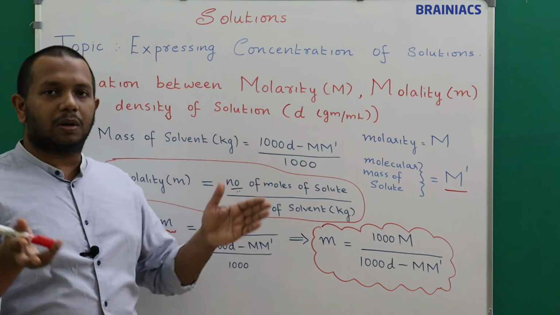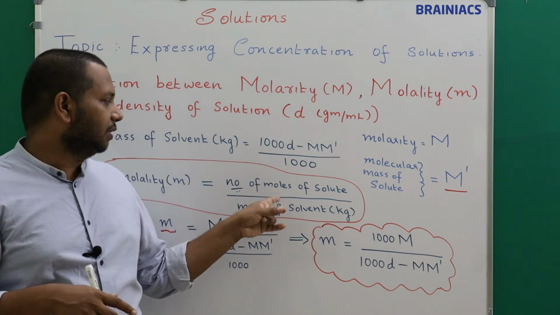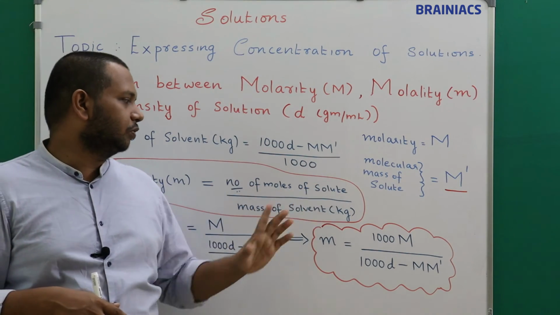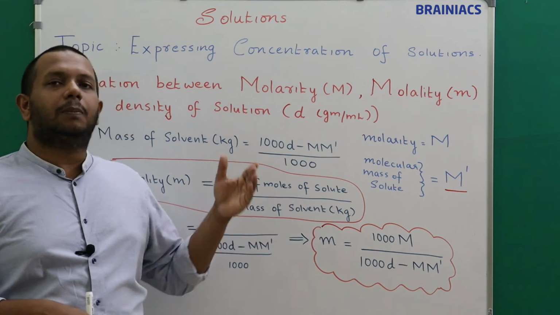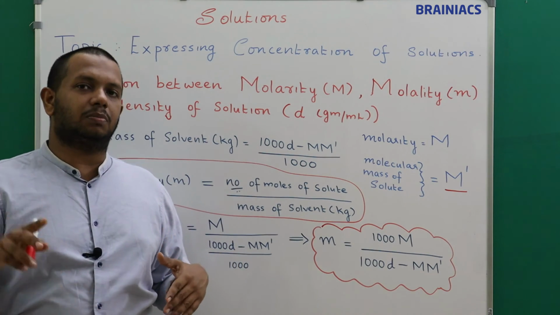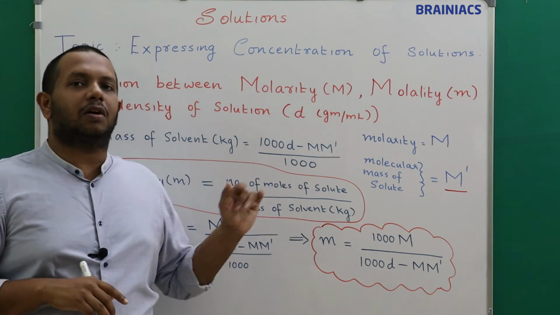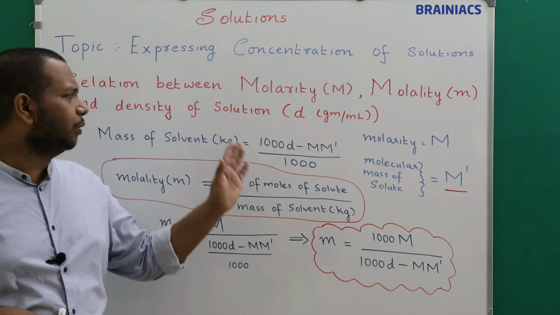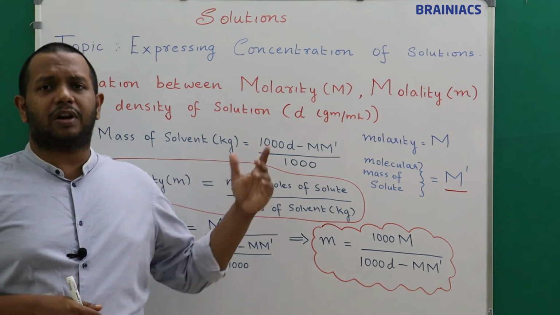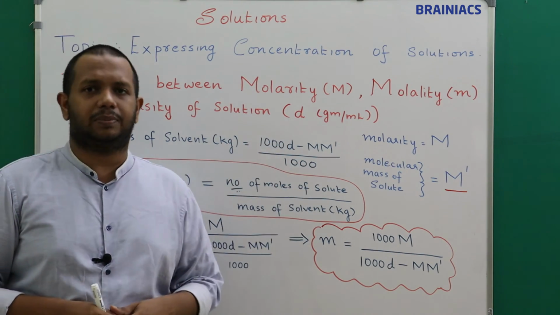So to remember where to start, remember this equation. First substitute for the number of moles of the solute, then substitute for the mass of the solvent. Please remember, mass of the solvent is nothing but mass of the solution minus mass of the solute. I hope you are clear with the derivation. Now we will try to do one question based on this.